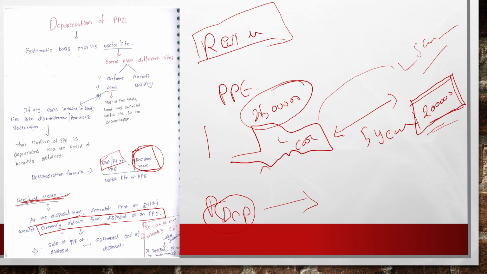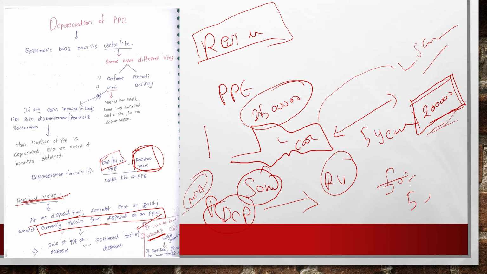So if it is, say, suppose this residual value would be 0, because some assets may not have residual value in future, so it can be 0. Okay, but as per Schedule 2 of the Companies Act, which is issued by the MCA, you can value this residual value up to 5% of the PPE, up to 5% of the PPE.